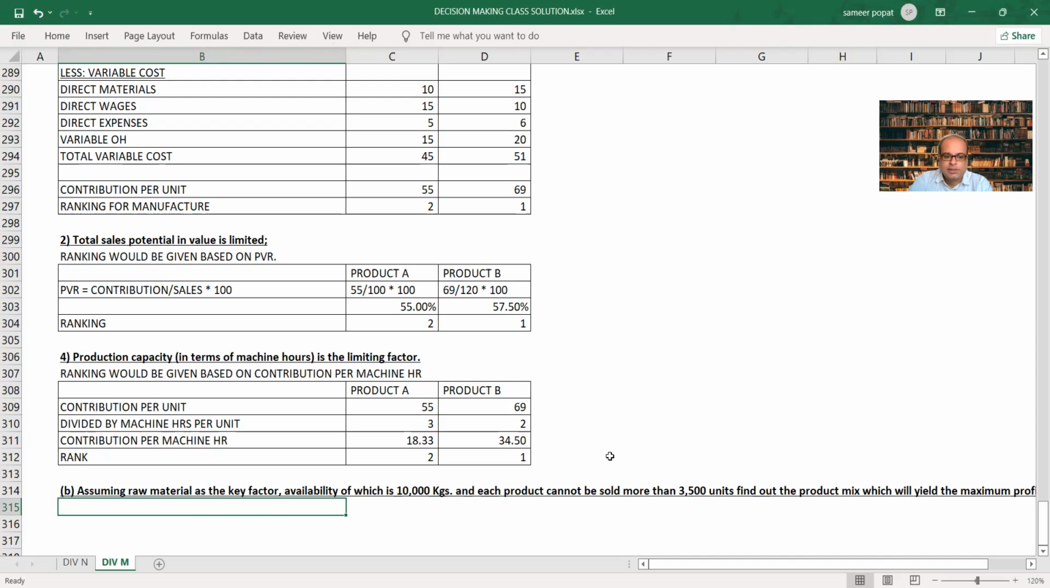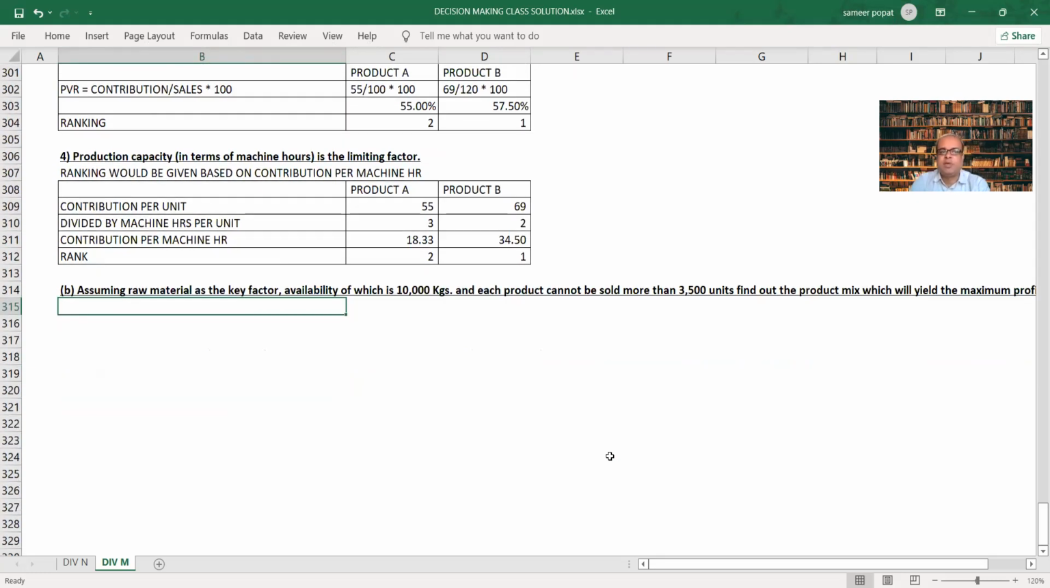Okay, let us start. The first step is to give the rank. Step number 1 is to give rank based on contribution per kg of raw material. Here raw material is a key factor. So we need to give rank based on contribution per kg of raw material.